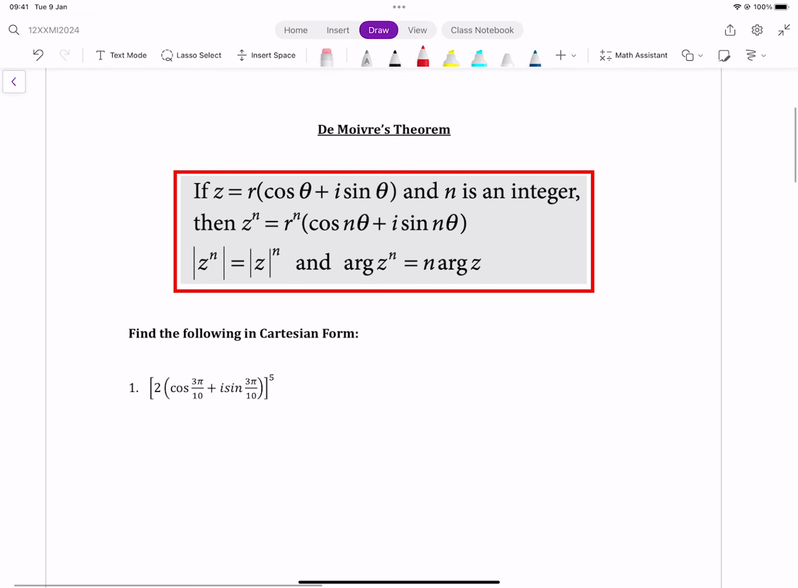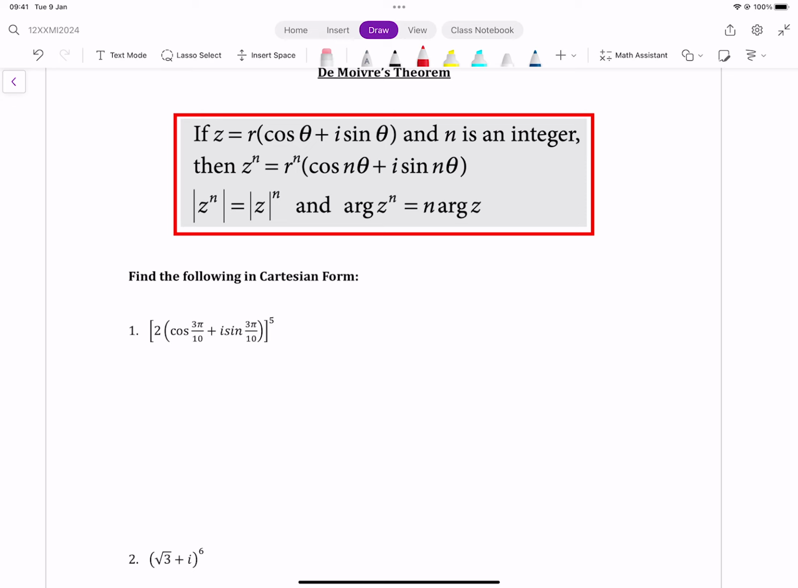So de Moivre's theorem states that if z is r cos theta plus i sin theta, then z to the power of n is equal to r to the power of n, cos n theta plus i sin n theta. What that's telling us is that if we have a complex number, we can apply de Moivre's theorem by raising the modulus of the complex number to the power of n and multiplying the argument of the complex number by n.